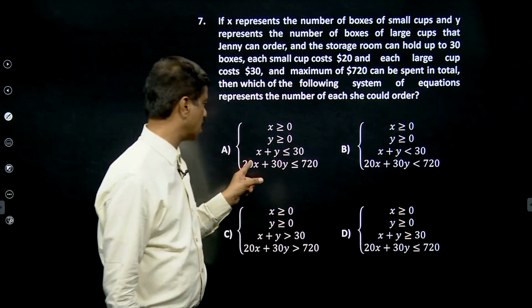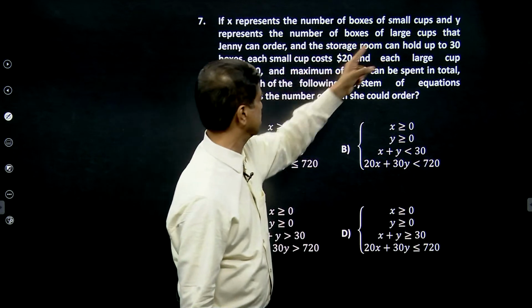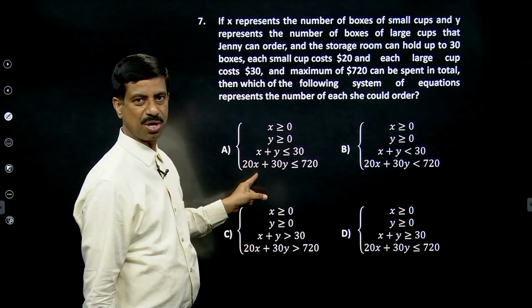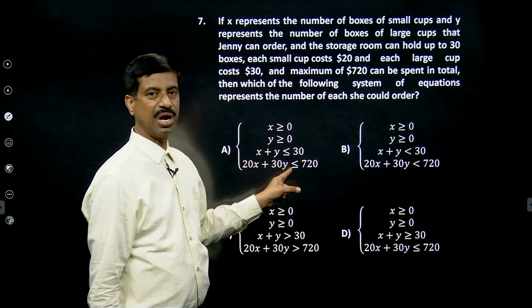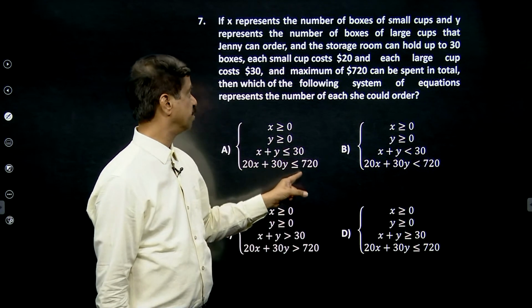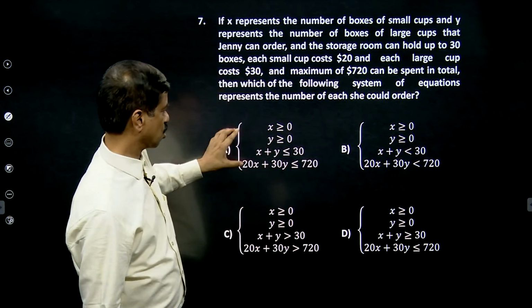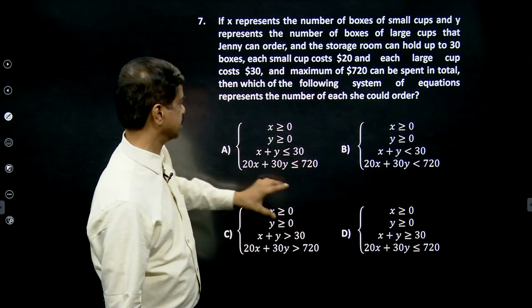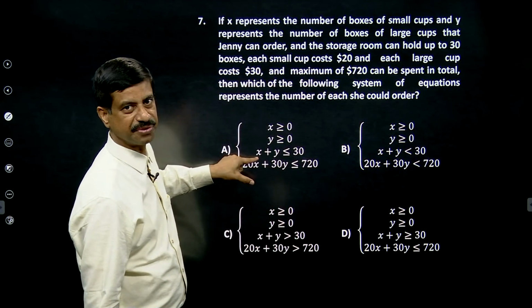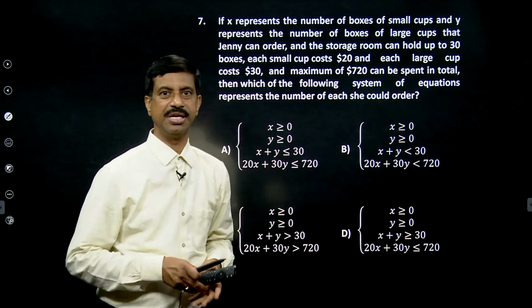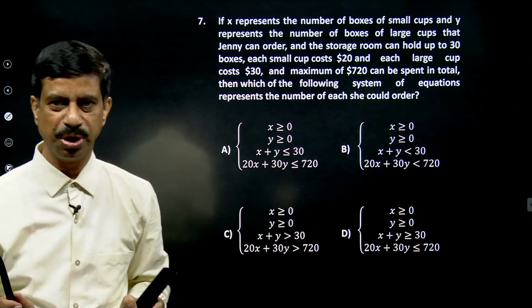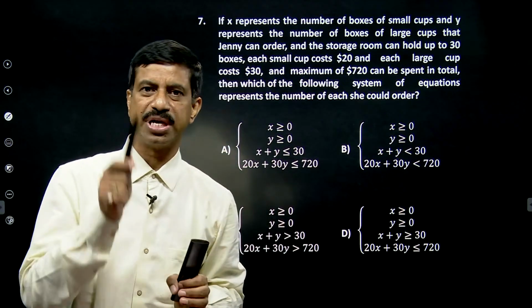Now, each small cup box costs $20. So 20 times the number of small boxes plus 30 times the number of large boxes should be less than or equal to the total cost spent, which is $720. So, satisfying all the conditions, option A satisfies the given conditions. Is it clear, children? There is nothing you are doing, simply trying to write what he has given.